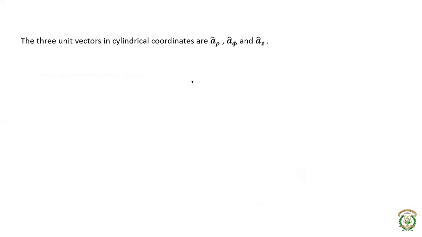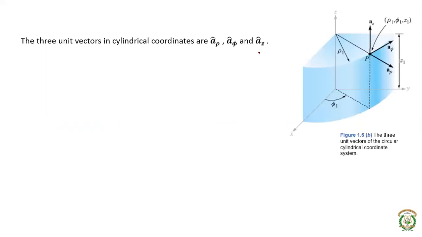Now coming to the unit vectors, just like we had unit vectors ax, ay, and az in rectangular coordinate system, in cylindrical coordinate system, the unit vectors are a rho, a phi, and az. Okay, so if you look at the same diagram, if point P is given by rho 1, phi 1, and z1, then this point is at a particular location. It can be viewed as being on the surface of a cylinder of radius rho 1.